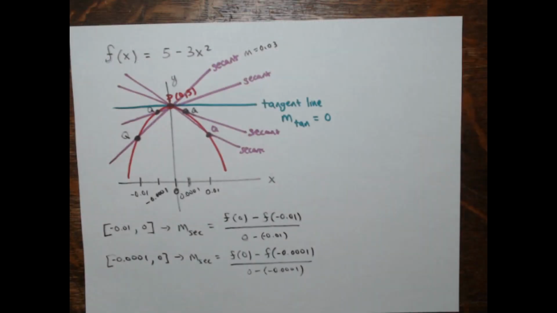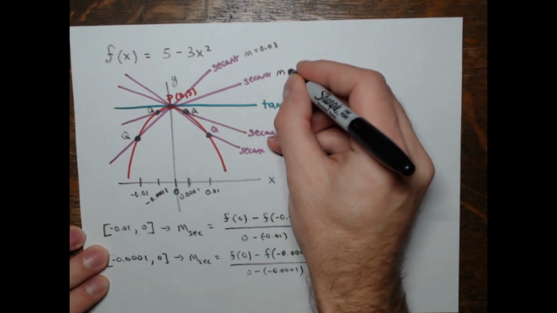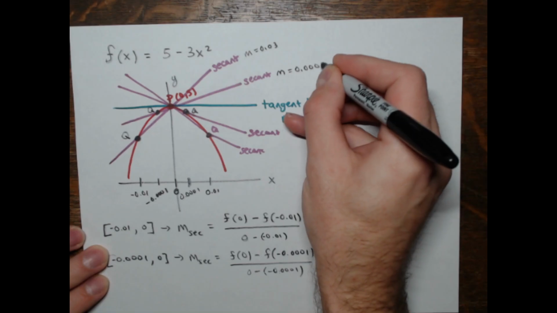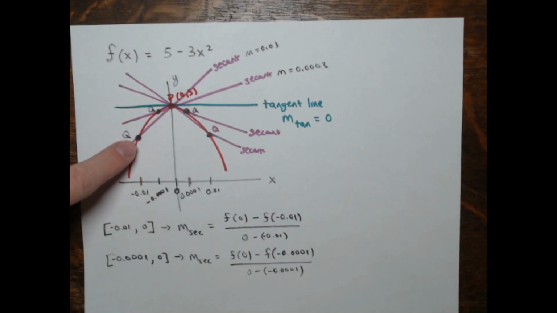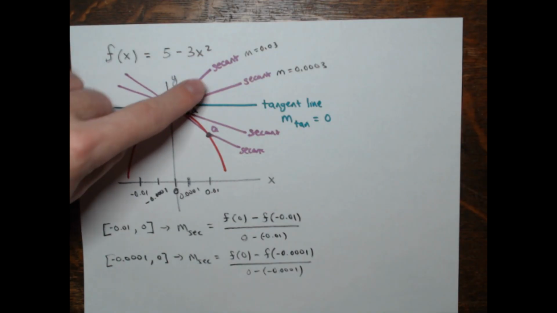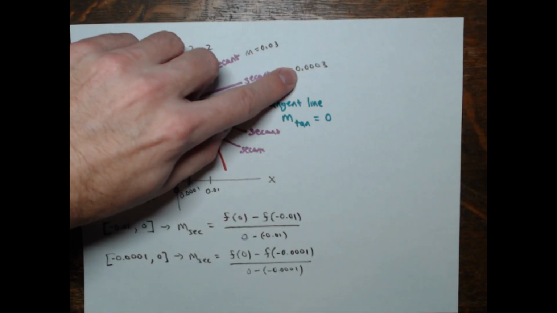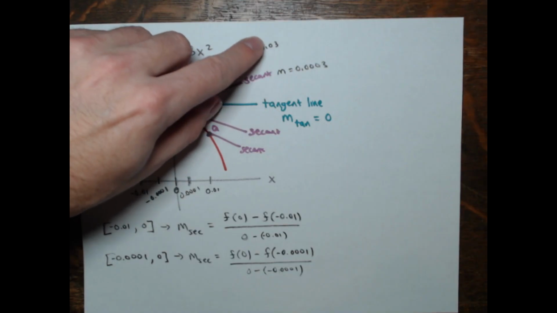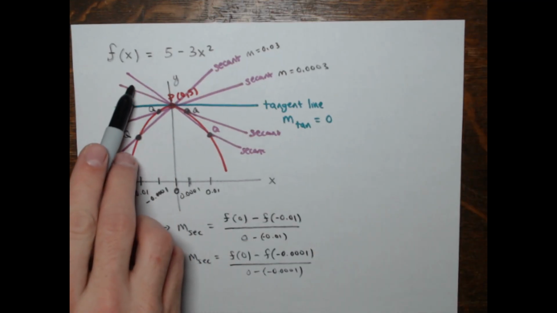So that's this line here. Right, that's this line here. The slope of that line is 0.0003. Right. So you see that as the Q points get closer to P, I can tell that the secant line slopes are getting closer to 0, right, 0.03 and then 0.0003, right? The slopes are getting closer to 0, which I already kind of told you, right? The slope of this tangent line is 0. These will get closer and closer to 0. All right, now how about this one?